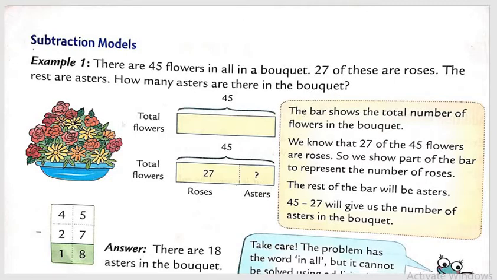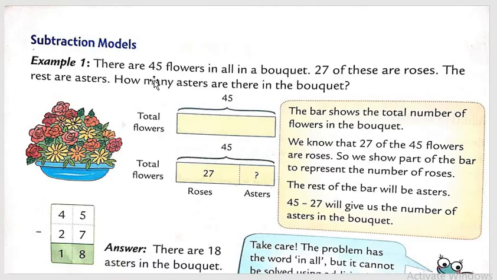So now first of all I'll read here the instructions. The bar shows the total number of flowers in the bouquet. This first bar is called the bar model. So the first bar shows us the total flowers, 45. Of the 45, 27 are roses. See here, these rose flowers are 27. Now asters, a name of a flower, a shape like stars. How many are there? We don't know.